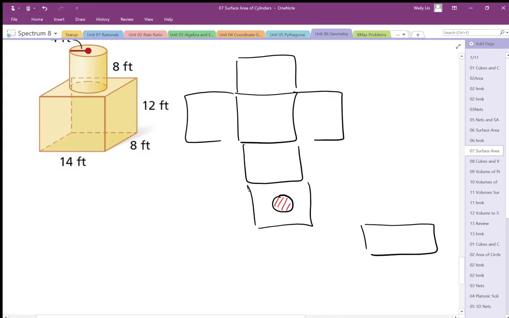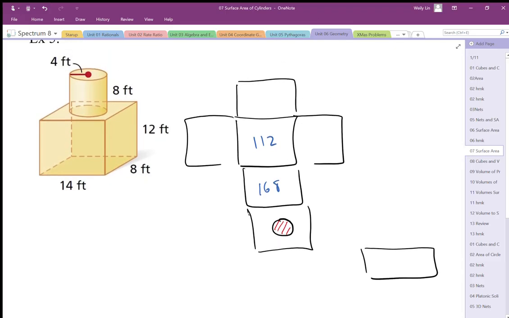I'm going to calculate my areas. 14 times 8 is 112. That's my bottom. My front is going to be 12 by 14, which is 168. The back is 168. The top is going to be 112, because it's the same as the bottom. The side is going to be 8 times 12, which is 96. So I'm going to have 96 square feet here, 96 square feet here. So I've accounted for all the rectangular parts here.